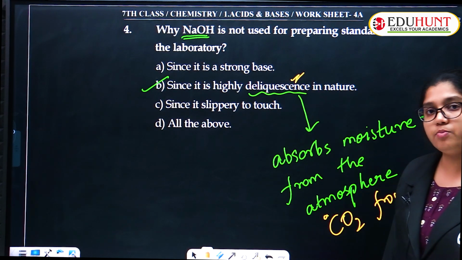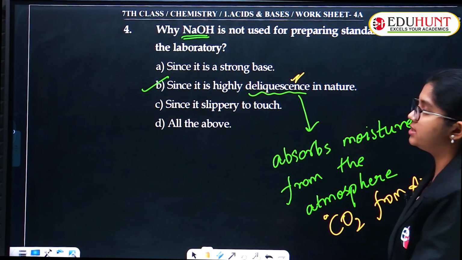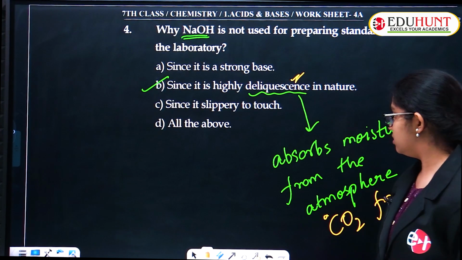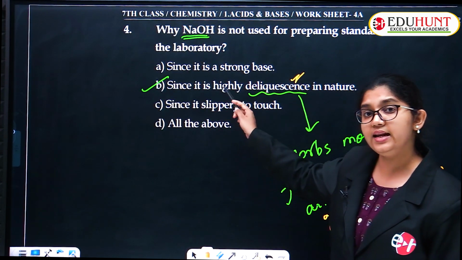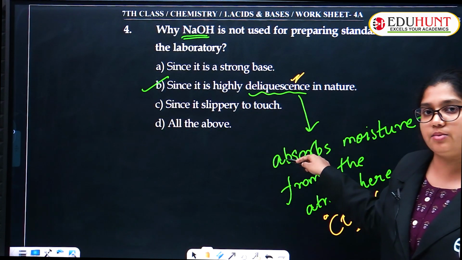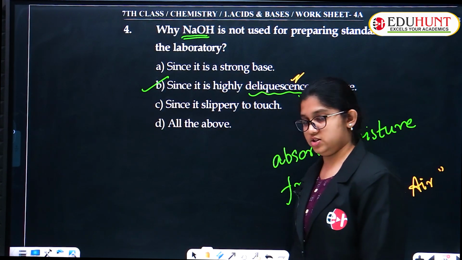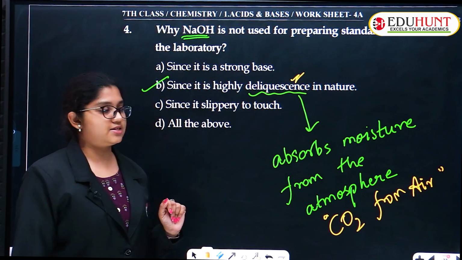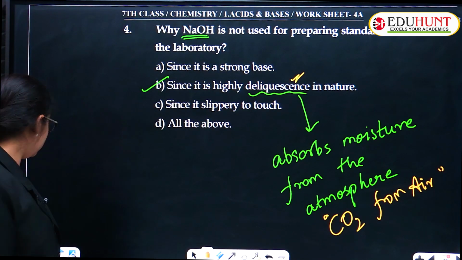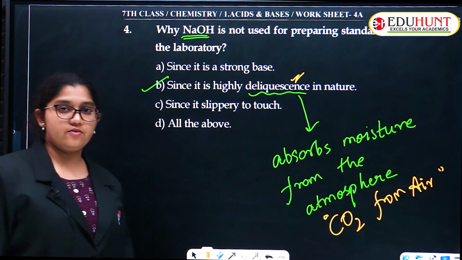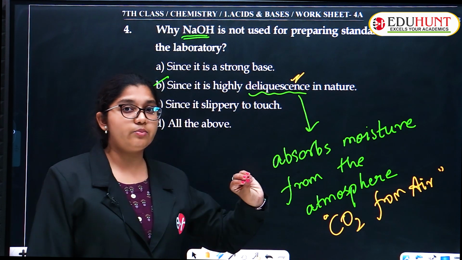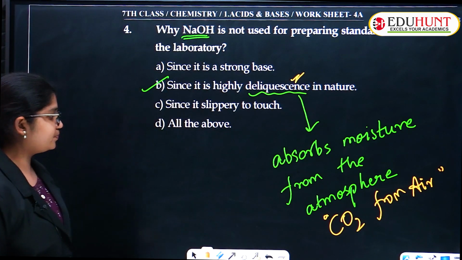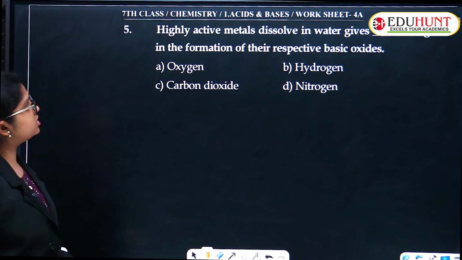So that's the reason we will not prepare a standard solution of NaOH in the laboratory. Clear now? The option is B, since it is highly deliquescent in nature. It absorbs moisture from the atmosphere and turns into a liquid solution, children. That's the reason it dissolves. That's the reason we will not prepare a standard one, because the weight may vary and the calculation will be different. We will not prepare such things in the laboratory. Moving to the next question, question number 5.